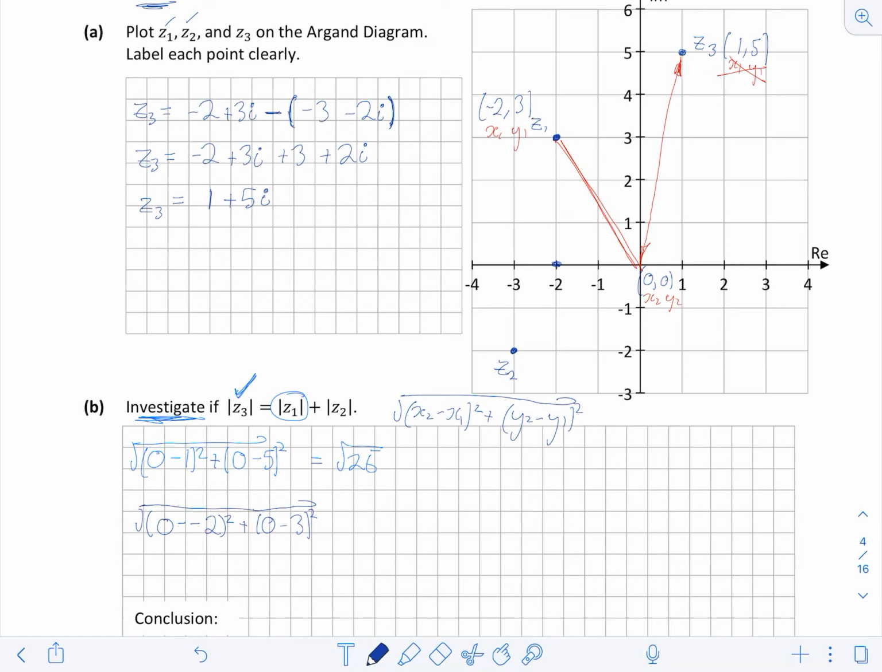Okay, that's quite good. We can put that into our calculator. And we go square root of (0 minus 2) squared plus (0 minus 3) squared equals the square root of 13. And now I have one more to do, because that's Z1. So this is equal to the modulus of Z3. This is equal to the modulus of Z1. I now need to work out the modulus of Z2. So I'm now looking for this distance in here.